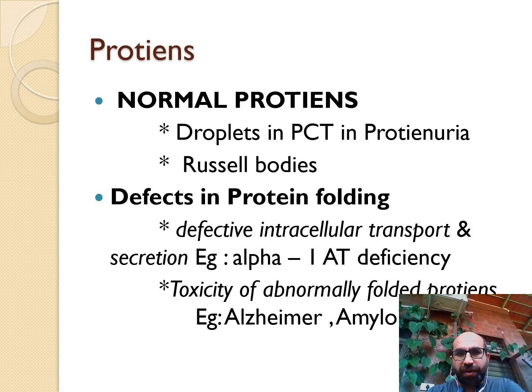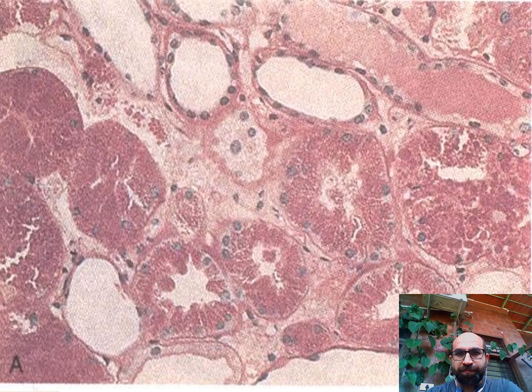Sometimes there are defects in protein folding or defective intracellular transport, like alpha-1 antitrypsin deficiency, and toxicity of abnormally folded proteins like Alzheimer's and amyloidosis. So this is a microphotograph of the kidney. You can see these pink deposits in the renal epithelial cells, which are nothing but normal proteins.